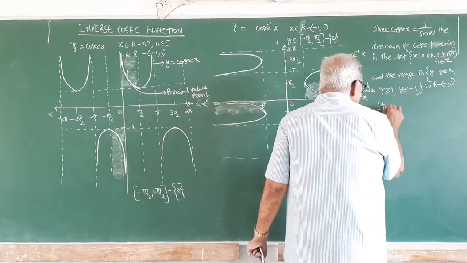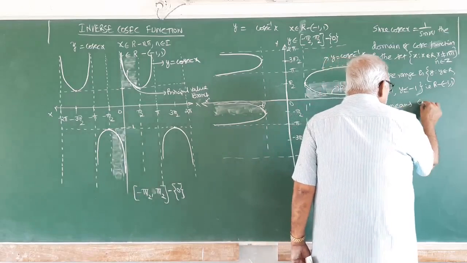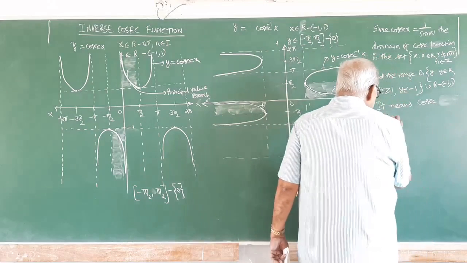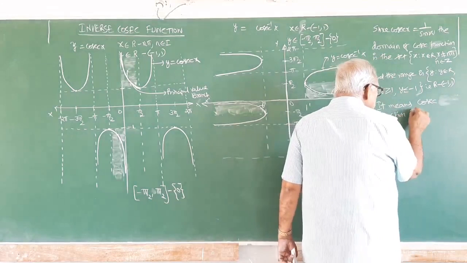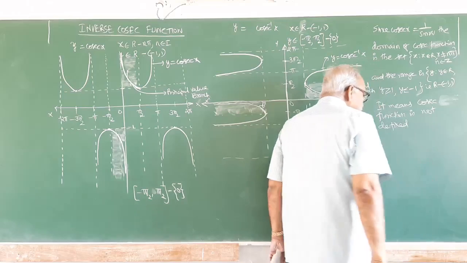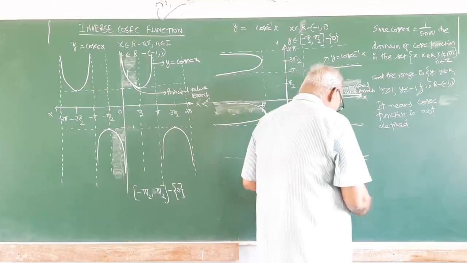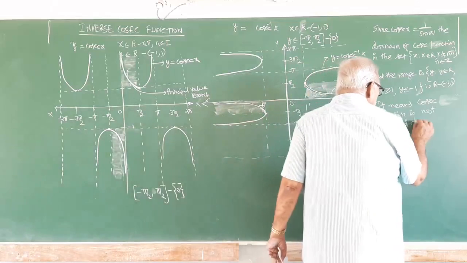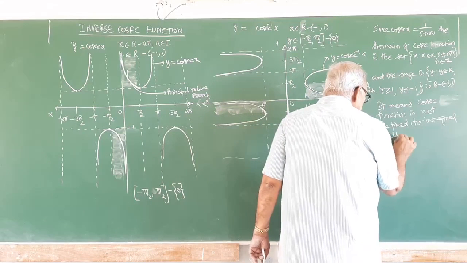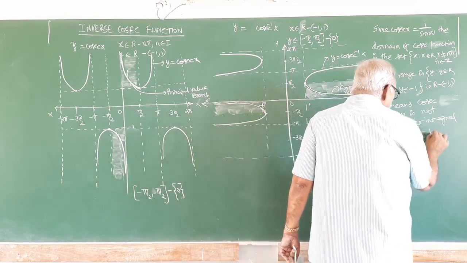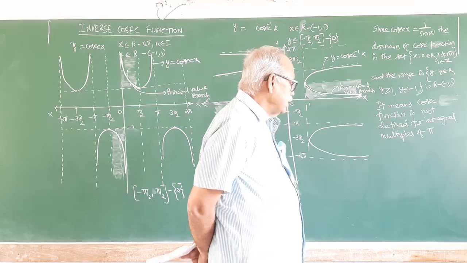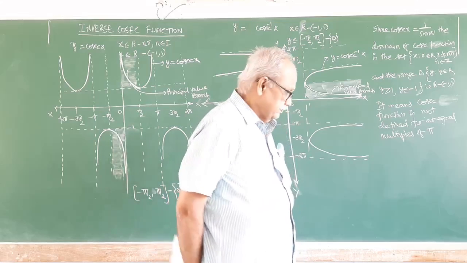So it means cosecant function is not defined for integral multiples of pi. It means cosecant function is not defined for integral multiples of pi. Okay.